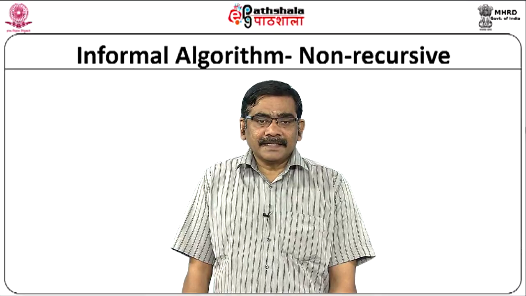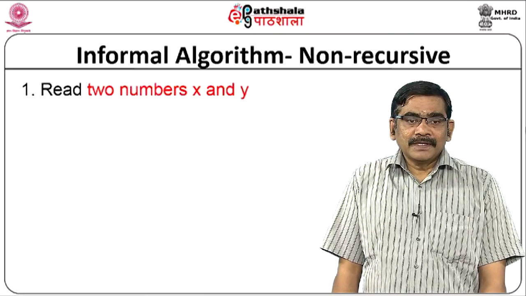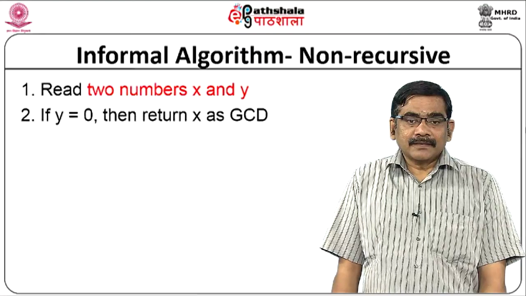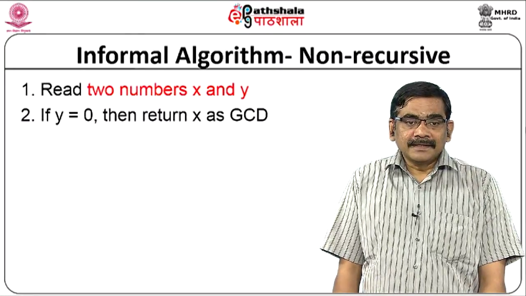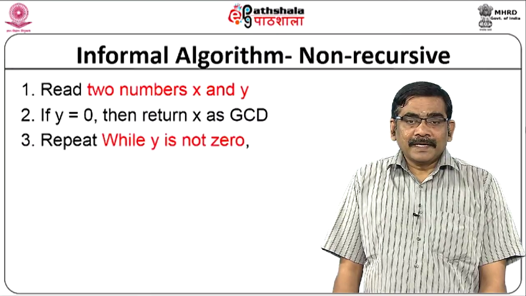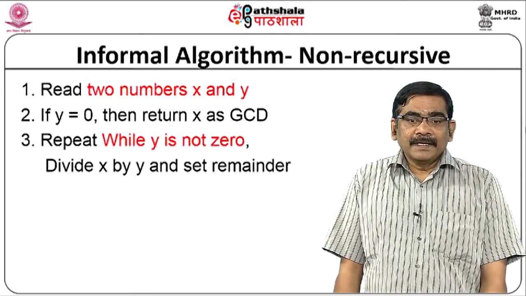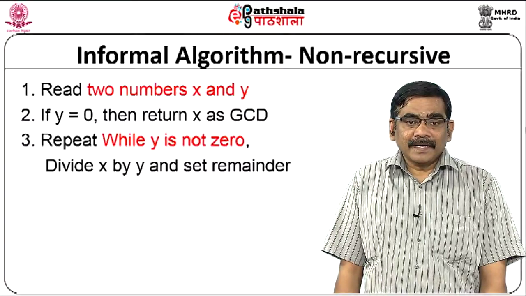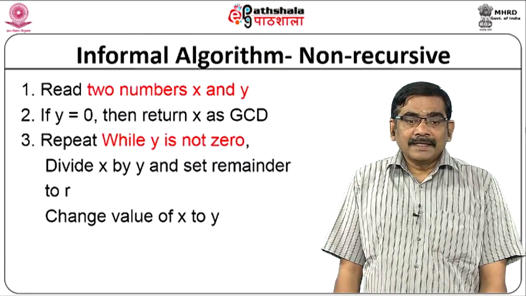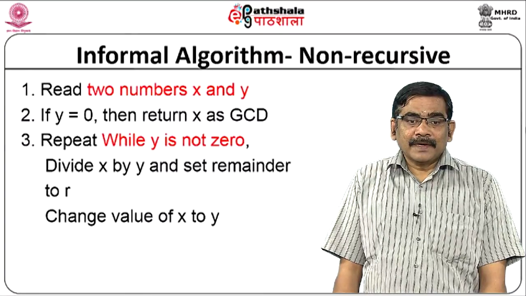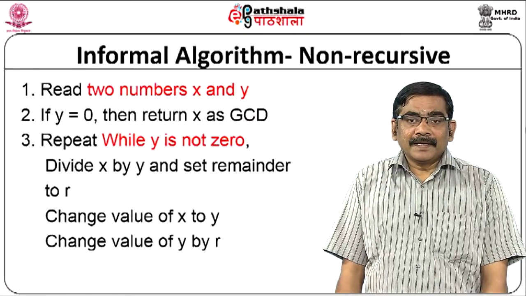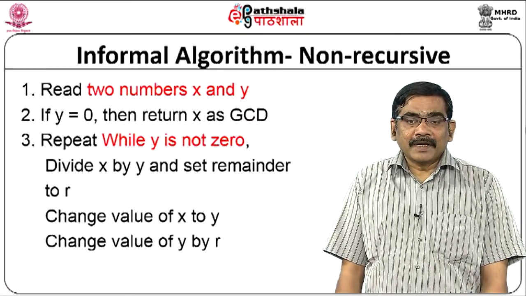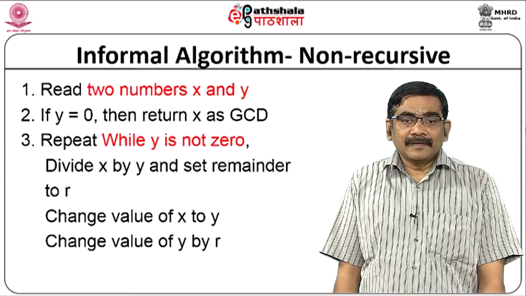So, let us state the informal algorithm. Read two numbers x and y. If y is 0, then return x as GCD. Repeat while y is not 0: divide x by y, set the remainder to r, change the value of x to y and change the value of y to r. This is going to be the non-recursive way of solving the problem.